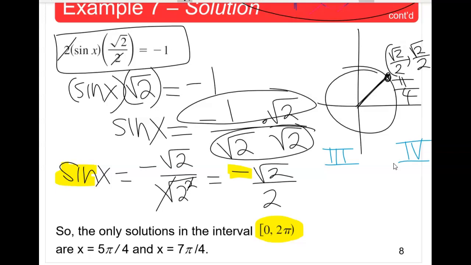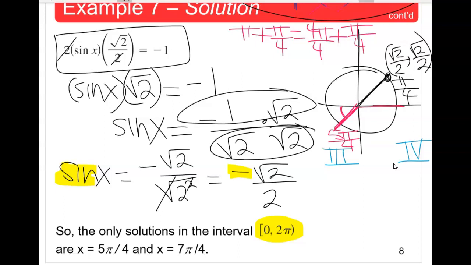And if you do have your unit circle, you could see clearly that it will occur here. And that is pi over 4 past pi. So it's like pi plus pi over 4. That will be 4 pi over 4 plus pi over 4. And so that happens to be at 5 pi over 4.